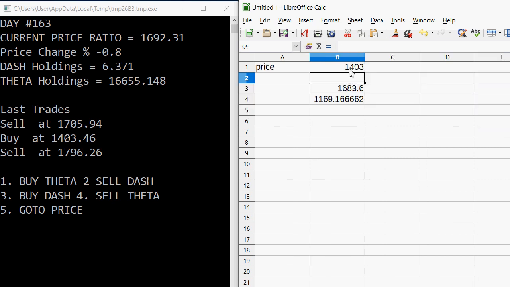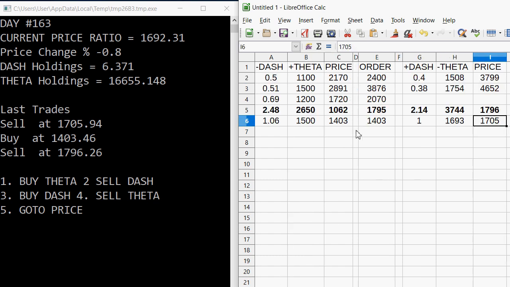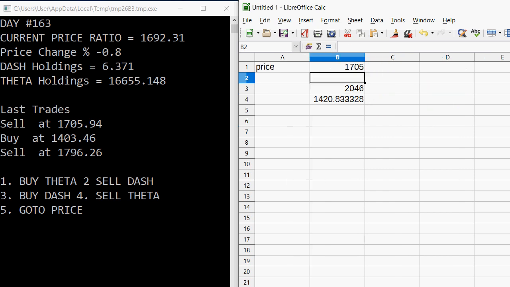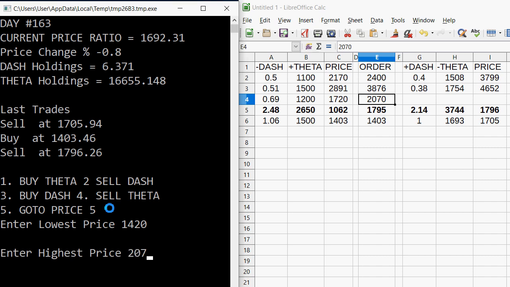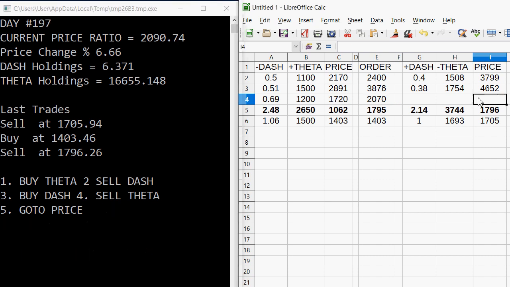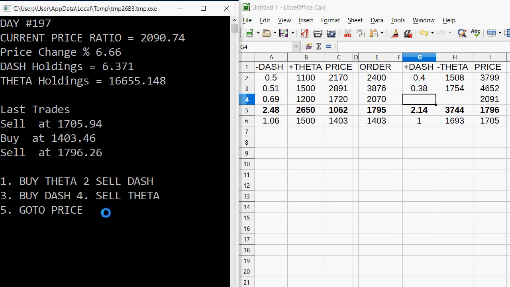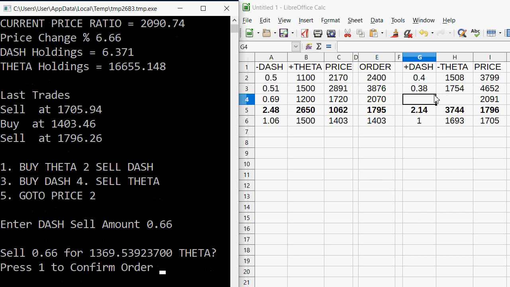Okay, so math 1705. Now we got one pending spot already. So 1420, which, and 2070. So this one coincides. We'll just not do this one and just do the 2070 number. But 1420 on the lower end. And we will complete this trade now. And last time it was 1200 theta for 0.69 dash. So if we do 6.6, we would get 1369. And that's a gain of 169.